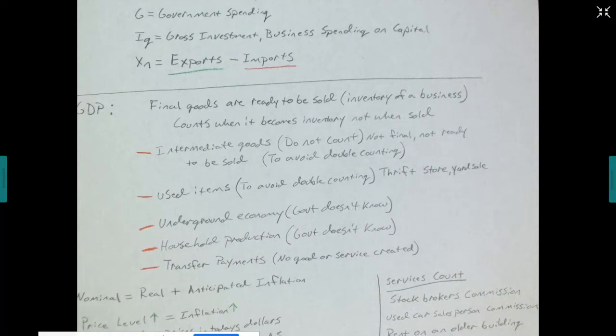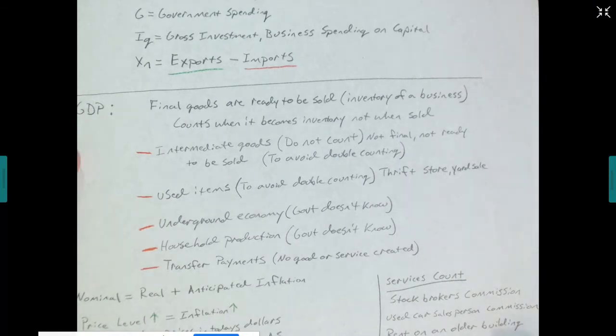Other examples that we might see from the government are things like unemployment compensation or ideas such as welfare payments or government subsidies to businesses. These are all examples of money exchanging hands, but no good or service being actually created.